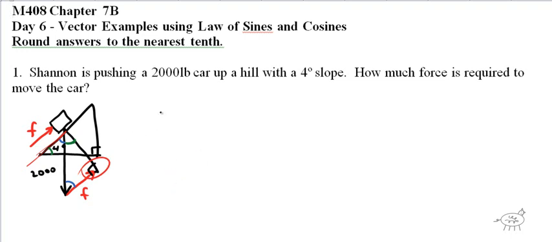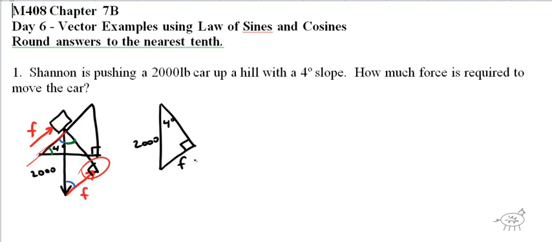All right, so what I want you guys to do is always redraw the picture, because it gets all messy when you have your sketch. And here's your right triangle, and again that 4-degree angle is right here, and this is 2,000 pounds, the force of the car, the weight of the car, and you're looking for F. And basically, do you use law of sines or cosines?